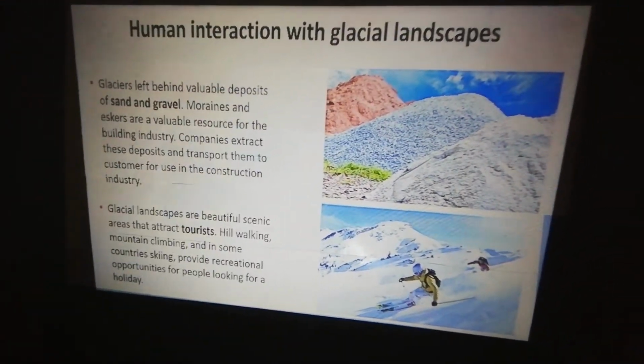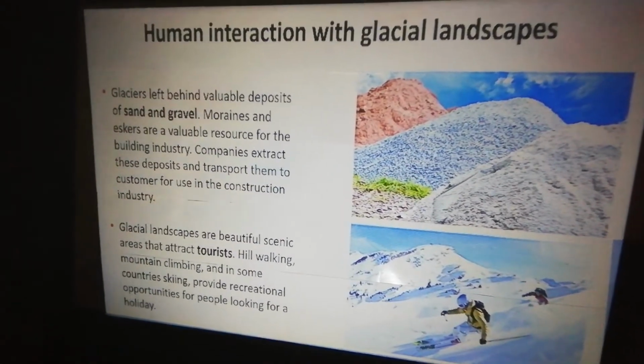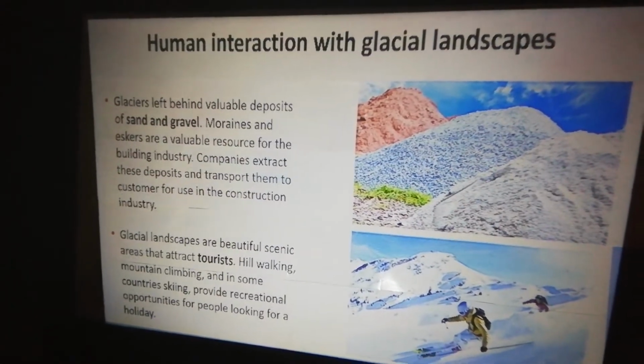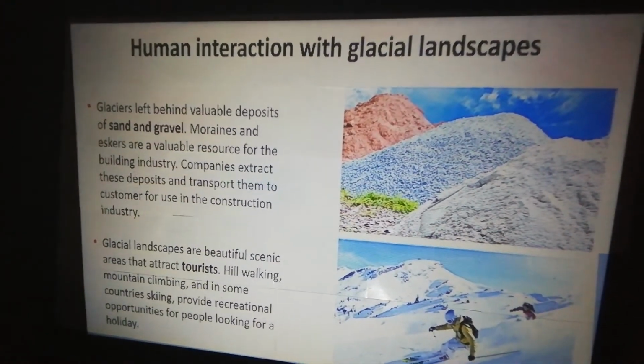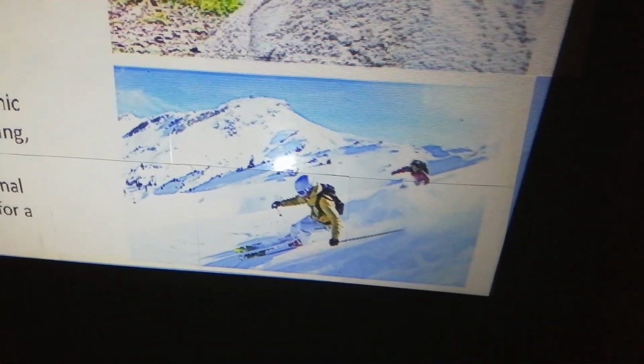So there are four main things that glaciers give us. They give us valuable fertile farmland, they provide trees and valleys which reduce the chance of mass movement, they provide sand and gravel for the construction industry, and they also provide a great tourist attraction with our skiing or hill walking.